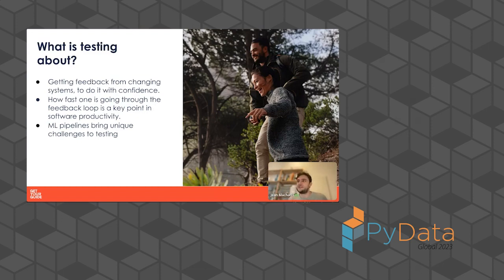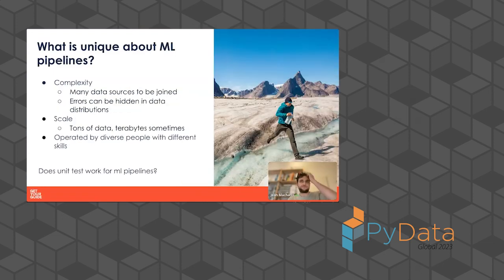So I make a change in my system. How fast can I see that this change is actually doing what I wanted, or there is a problem with it? This is one very central point in software productivity. So if you have a fast feedback loop, you can iterate very quickly, try out different things, and move on fast. But ML pipelines bring unique challenges to this kind of testing.